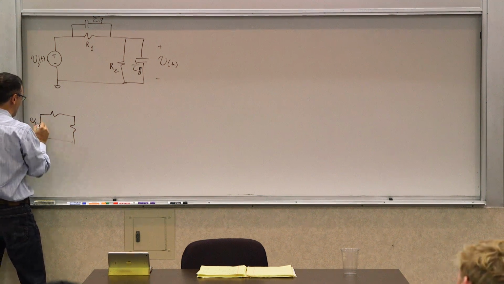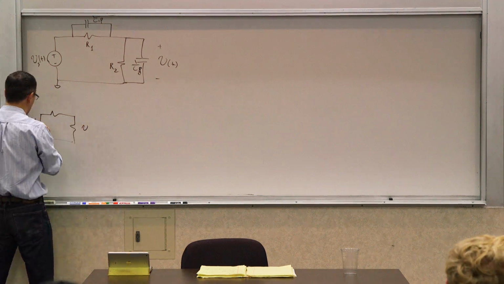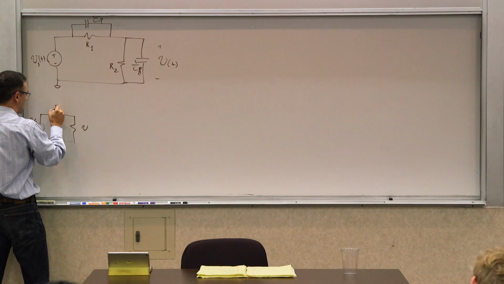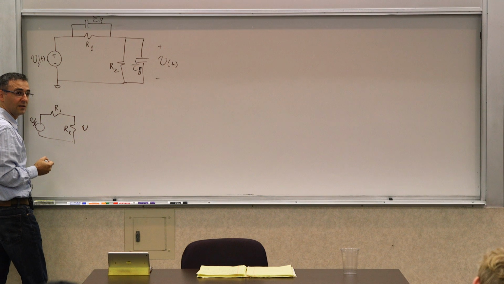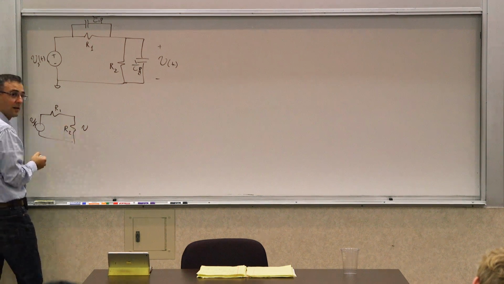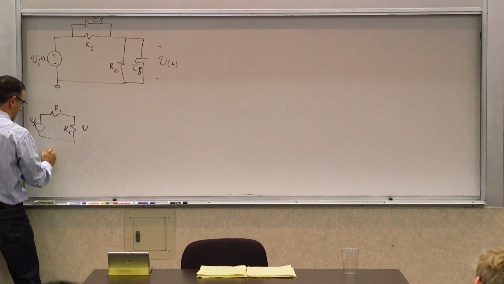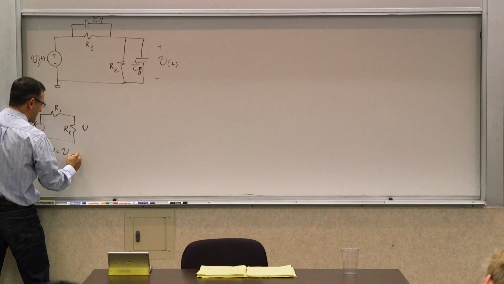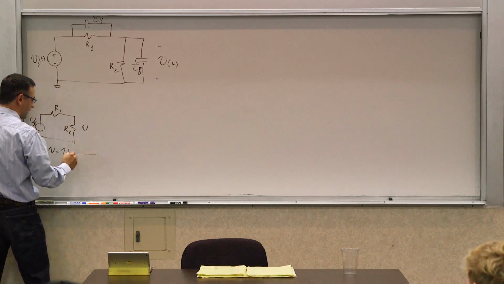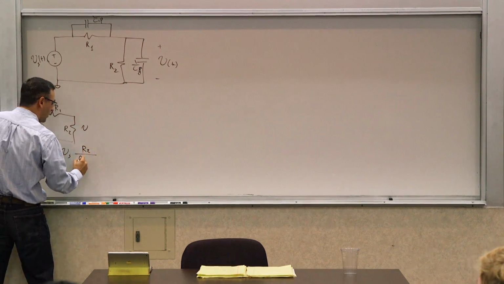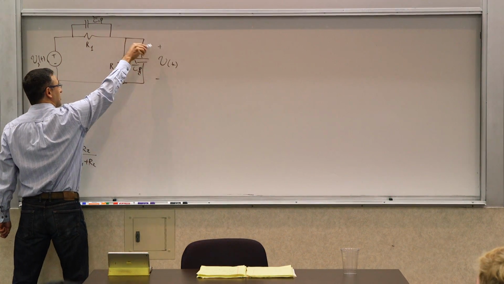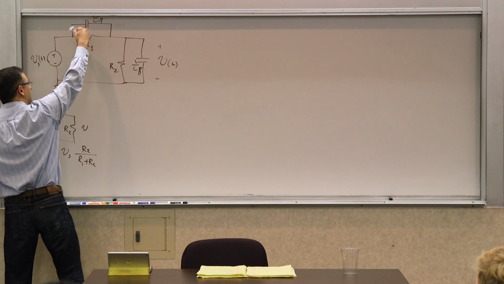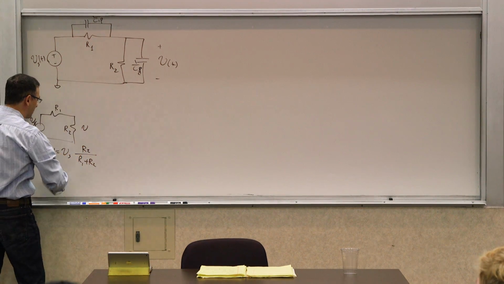So if you have, think about this. If this were Vs and V, and this was R1 and R2, how would you calculate V in terms of Vs? What is V in terms of Vs? V is Vs times what? R2 over R1 plus R2, right? So now this whole combination is the new R2, and this whole combination is the new R1. So we need to calculate those.